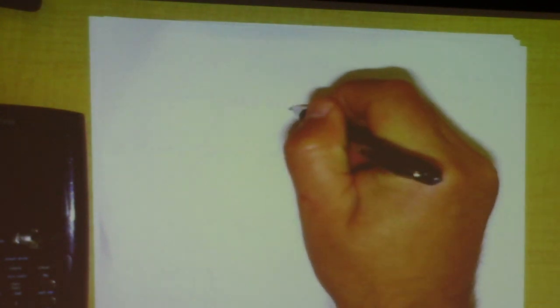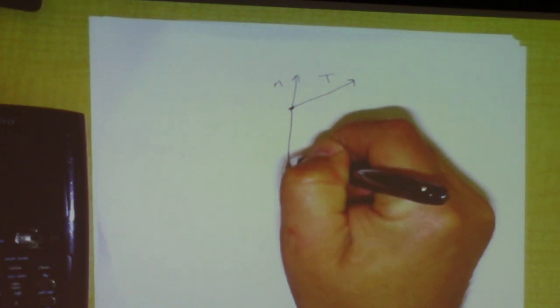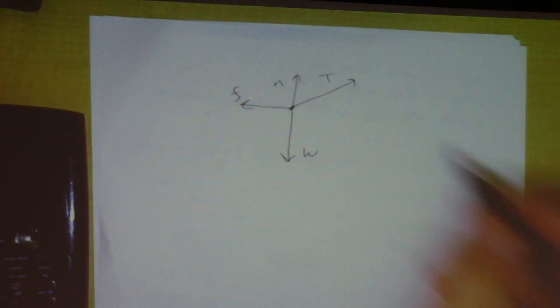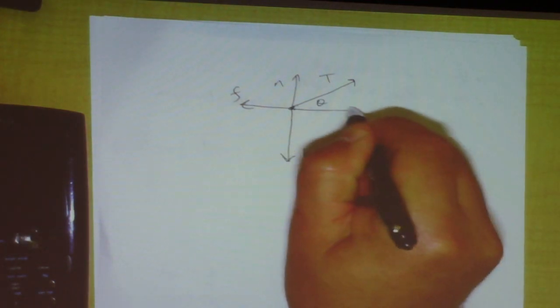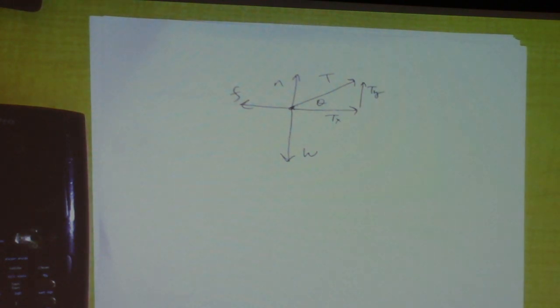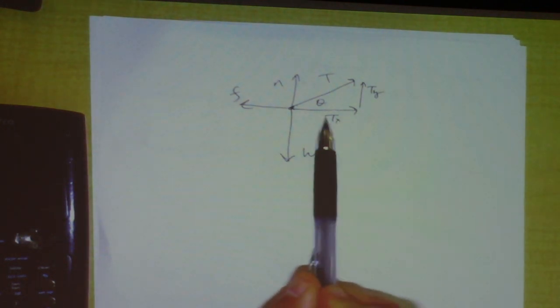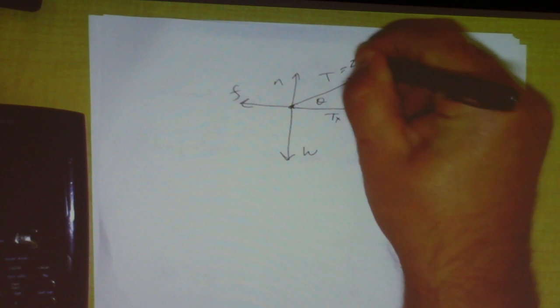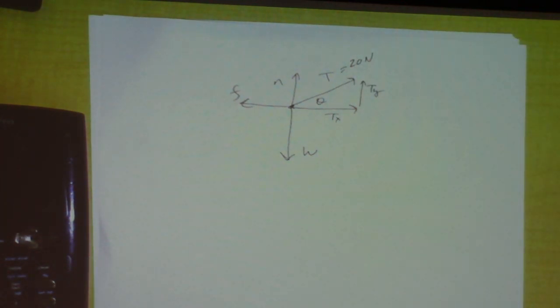Okay, so here's the picture. I'll just represent the suitcase as a dot here. Normal force, tension, here's the weight. Constant speed must mean that there's some kind of friction back this way. Okay, we know a few other things. Here's theta. Now this is the part of the tension in the x direction. Here's the part in the y direction. The part that's actually propelling the suitcase forward is Tx. The overall tension, though, we know is 20 newtons, and we're going through 100 meters.